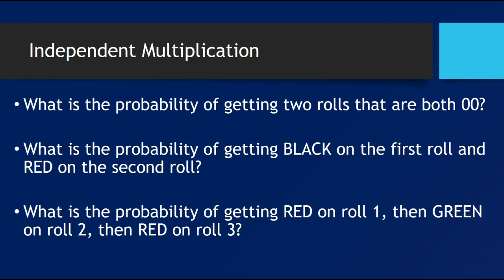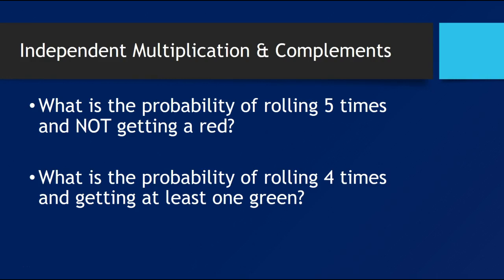All right, so that's the basic concept of independent multiplication. Now, we can do some other interesting stuff with independent multiplication, not just what's the probability of getting A, then B, then C, but we can ask questions like this. What's the probability of rolling 5 times and you never hitting a red?